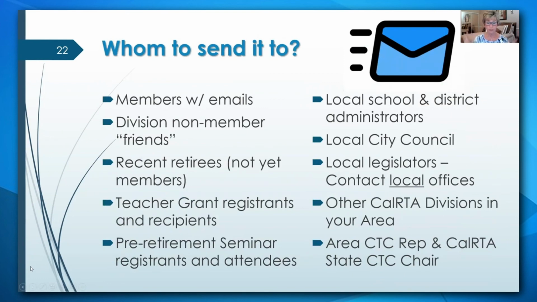Now that your newsletter is ready for distribution, you need to determine and decide who is actually going to receive your newsletter. So obviously, send those newsletters electronically to all your members who have emails. To any division non-member friends, we have a whole list of friends of our division, CalRTA Division 33. They are not members yet. We're still working on them, but we do send them a newsletter every month. If you have a list of recent retirees from maybe your local school district, they're not yet members.